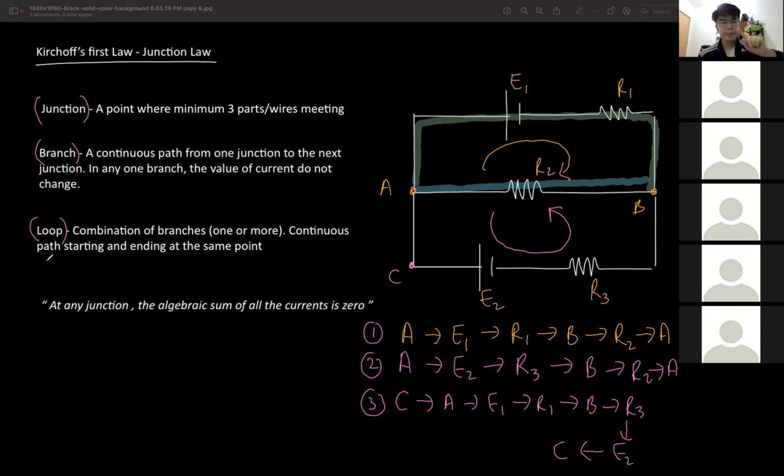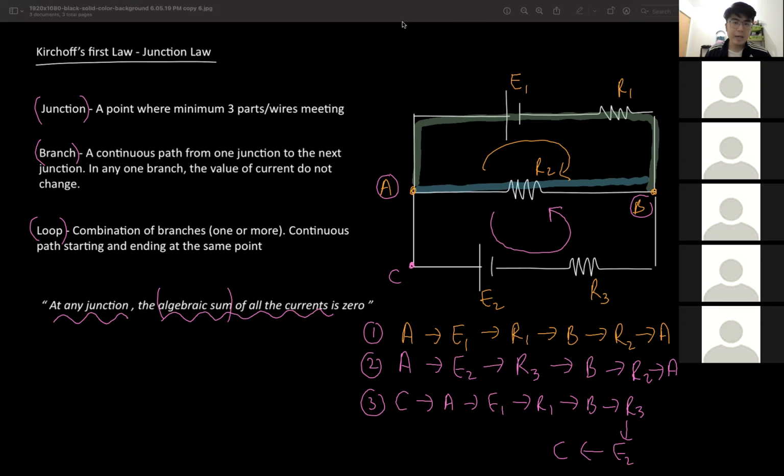Now we come to Kirchhoff's first law. What does the first law say? The first law is a junction law. It applies at a junction, so it applies at point A and point B. It says that at any junction, the algebraic sum of all the currents is 0. What does it mean when I say algebraic sum? That means the plus and minus, we add them together, and it becomes 0.